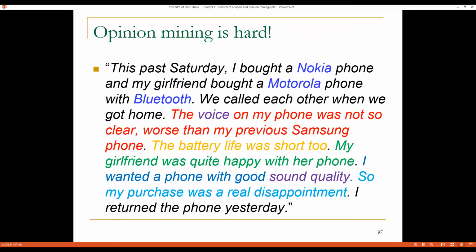Opinion mining is hard. This past Saturday, I bought a Nokia phone, and my girlfriend bought a Motorola phone with Bluetooth. We called each other when we got home. The voice on my phone is not so clear, worse than my previous Samsung phone. Battery life is short too. My girlfriend was quite happy with her phone. I wanted a phone with good sound quality. So my purchase was a real disappointment. I returned the phone yesterday.